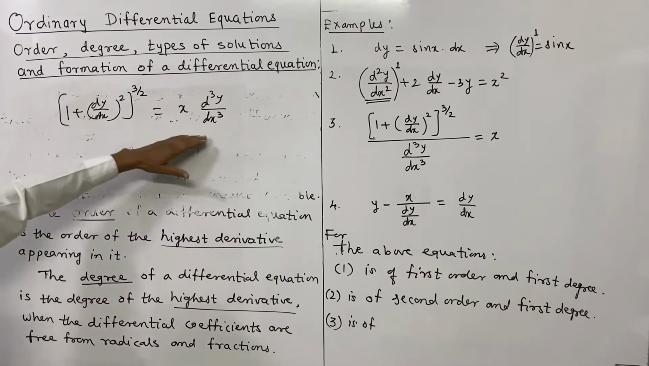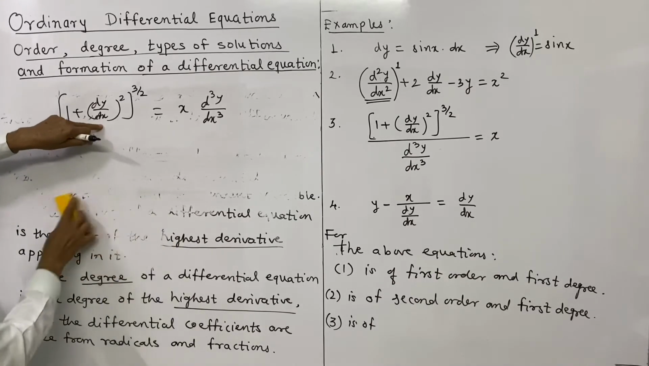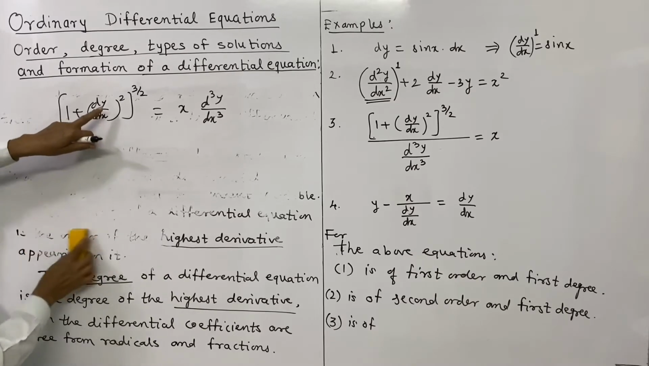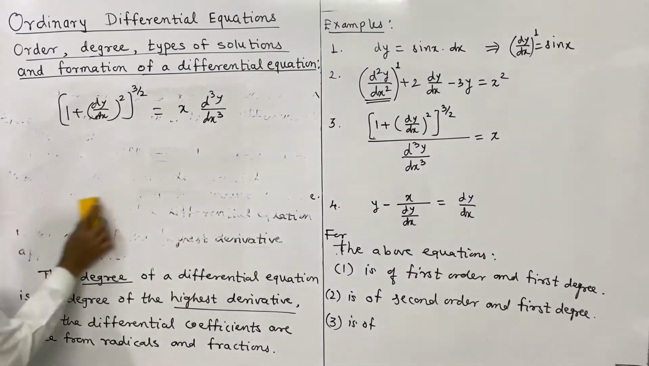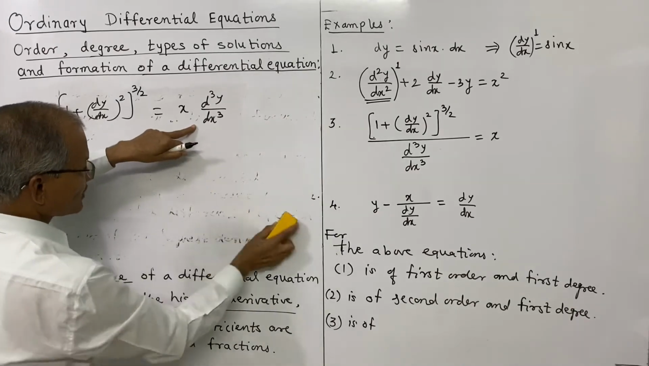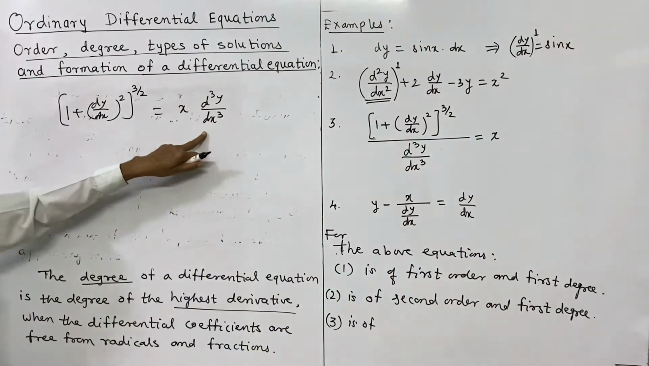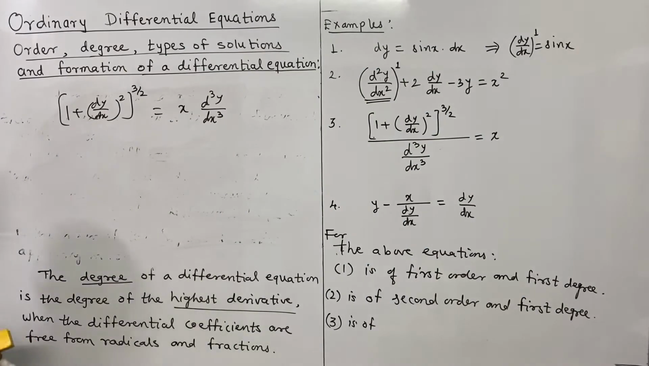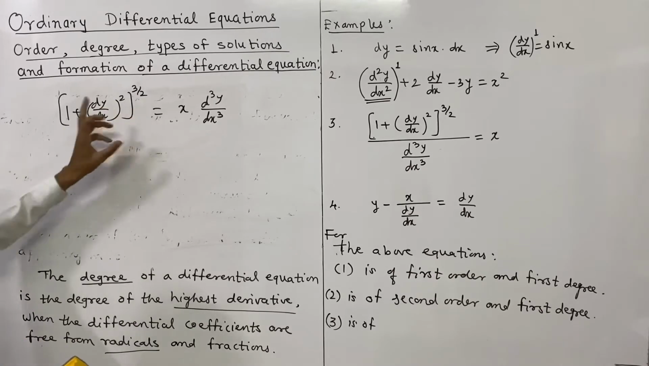Now in this equation, what is the highest order derivative involved? The order of this derivative on the left is first order. Order and power should be kept separate, you see. And the order of this right side differential term is 3, and therefore third order is the highest. Further, to decide the degree, the equation must be free from radicals. Radicals means fractional power. We don't want this fractional power, and for that purpose we have to square on both sides.